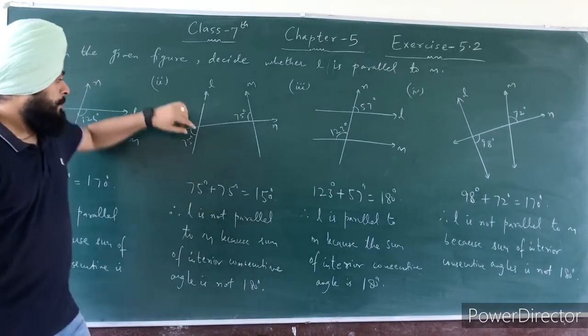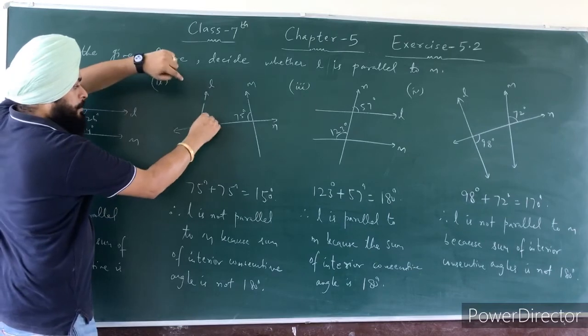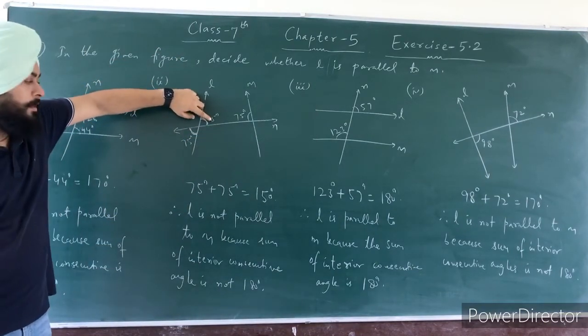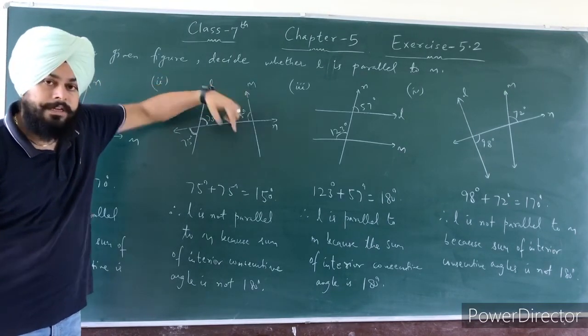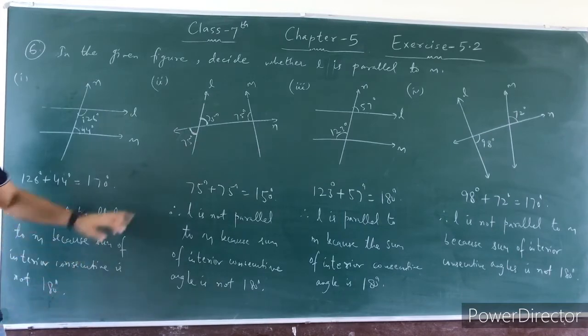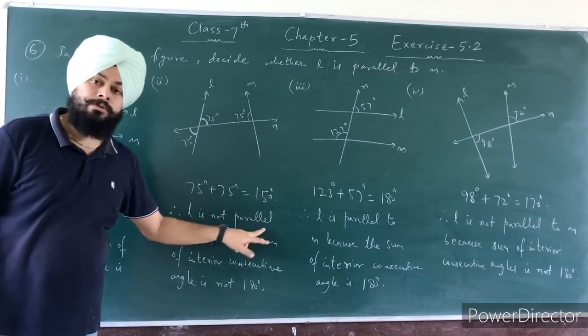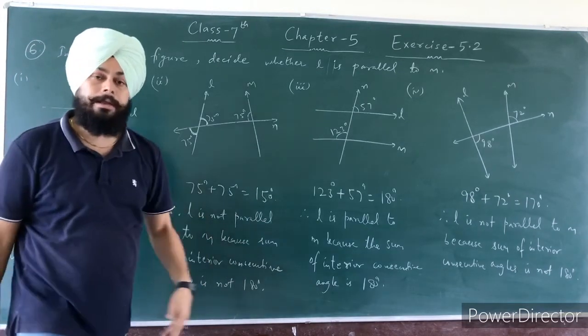Next, second part. So you can see here the measure of this angle is 75. So its vertically opposite angle is also the same measure. Vertically opposite angles are of the same measure. So it is also 75. Now you can add this 75 plus 75. The reason is same as in first part. So 75 plus 75 is 150. So L is not parallel to M, because sum of interior consecutive angles is not 180 degree.